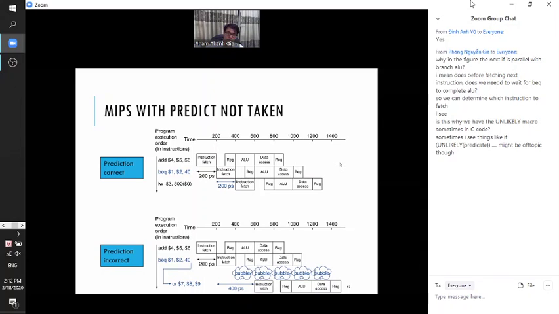So it's an example of a prediction that is correct and a prediction that is incorrect. If it's correct, the next instruction is the next instruction, so the pipeline works as normal. And if it's incorrect, we need to delay to fetch the next instructions, fetch the different instruction sets.